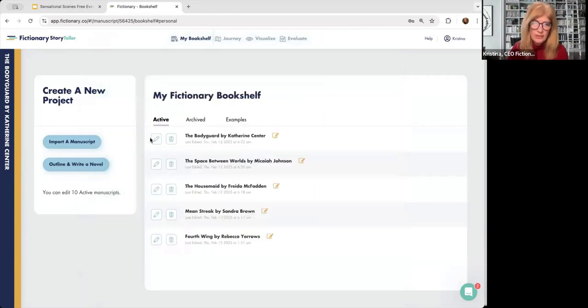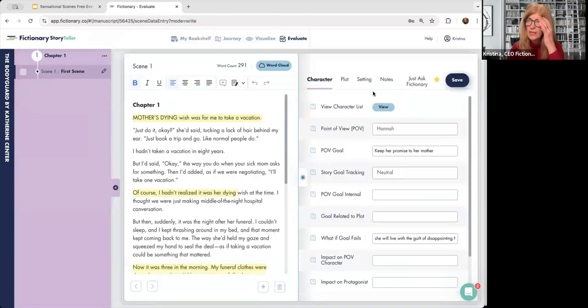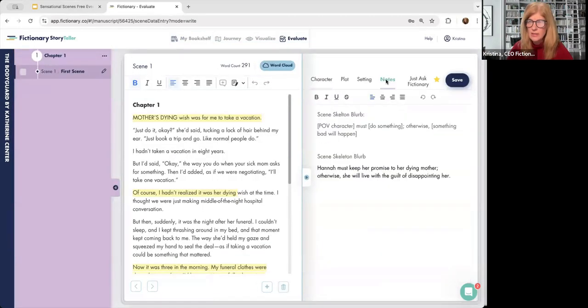So when we go in and look at The Bodyguard, I'm just going to go to the scene notes for a second. Before knowing that you have a sensational scene, we have a thing called a scene skeleton blurb. A scene skeleton blurb just means who's the point of view character for the scene? What are they doing, like what do they want? Otherwise, something bad will happen. For Hannah, in this scene, Hannah must keep her promise to her dying mother, otherwise she will live with the guilt of disappointing her.